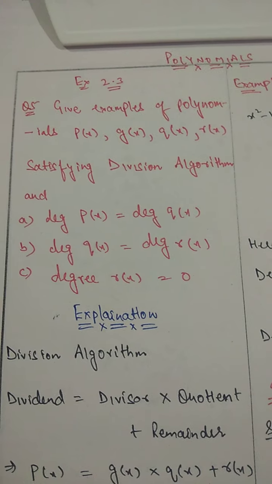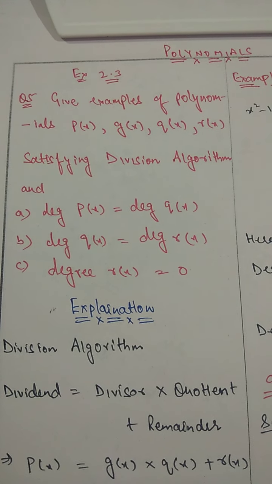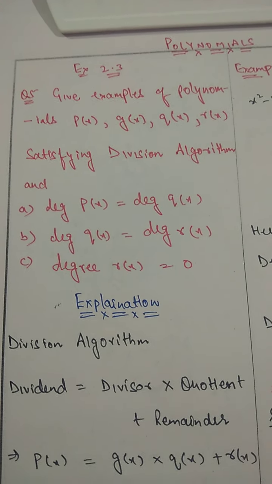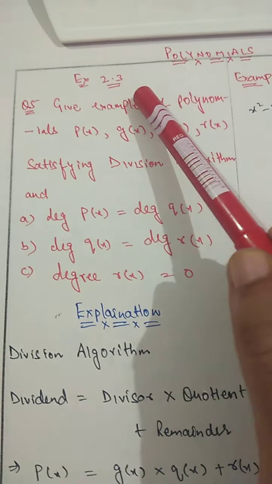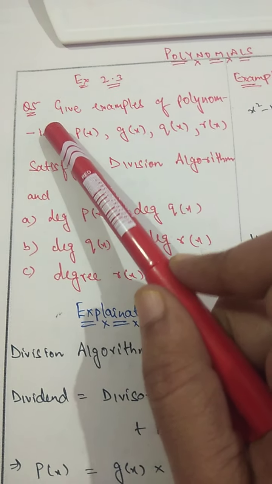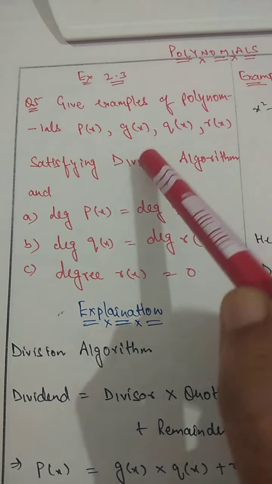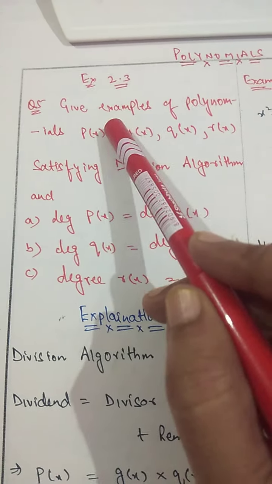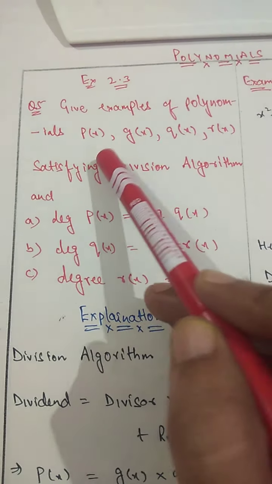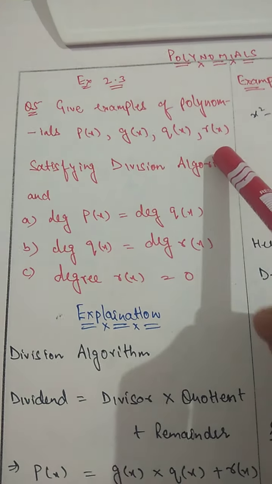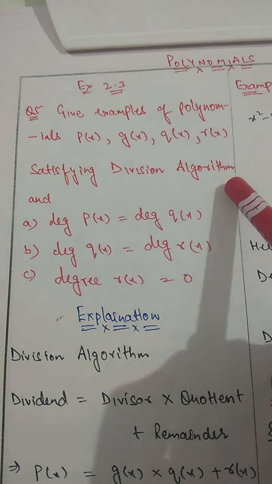Actually, this video is just for the clarification of some doubts which the students have reported about the last question of exercise 2.3, which is question number 5 from the polynomials chapter. The question is: give examples of the polynomials p of x, g of x, q of x, r of x satisfying the division algorithm.